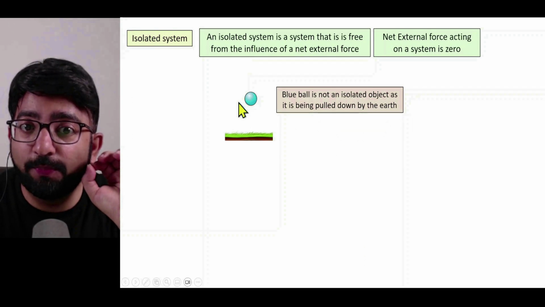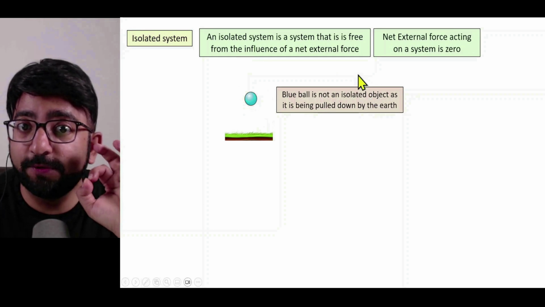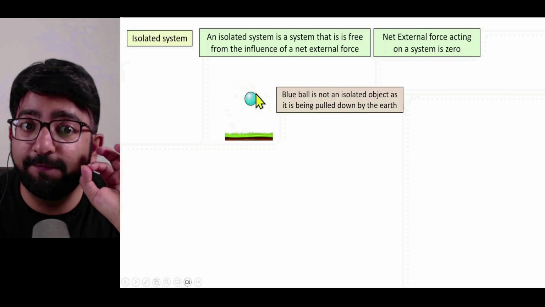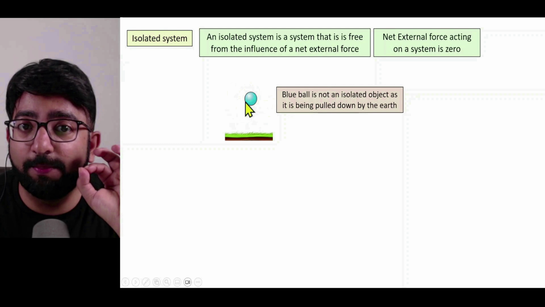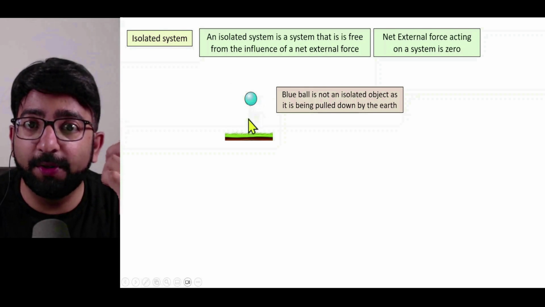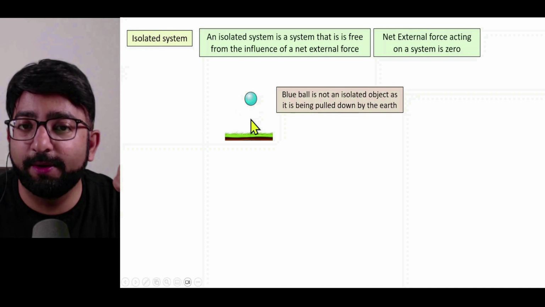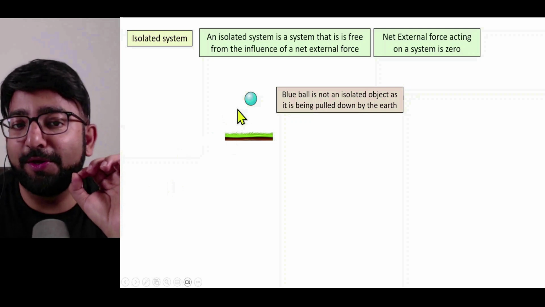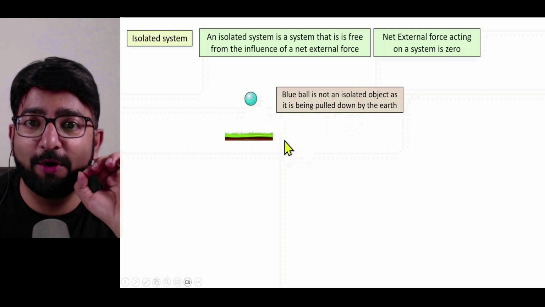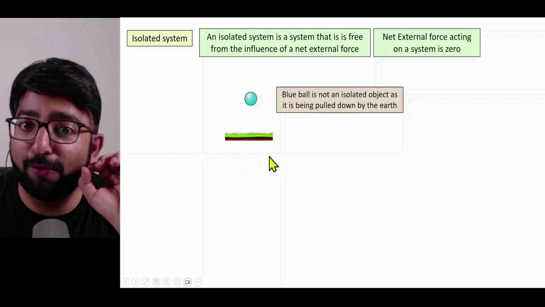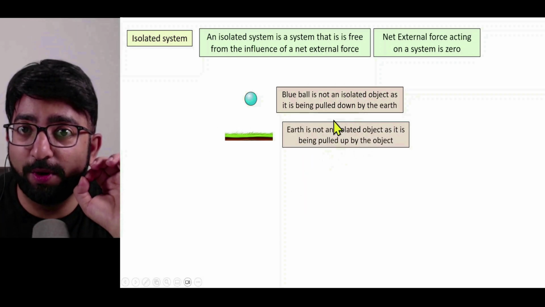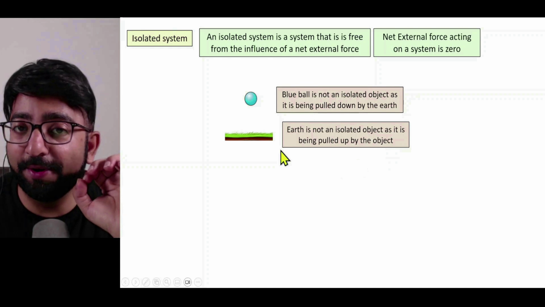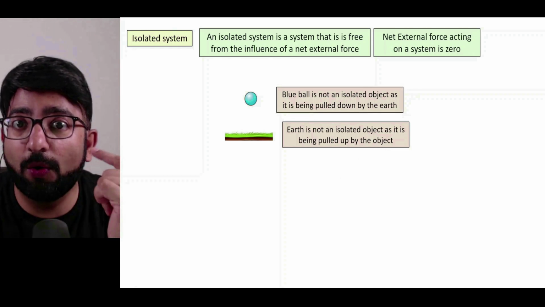So let me repeat why the blue ball is not considered isolated, because for an isolated system, the net external force on the system should be 0. But if you consider the blue ball, it is being acted upon by the gravitational pull from the earth, which we say is the weight of the object. And since the net external force acting on the ball is equal to mg and not 0, that is why the blue ball is not an isolated object. Similarly, if we consider the ground, Earth is also not considered an isolated system as it is being pulled up by the object. So let us understand this in detail. According to Newton's third law, if you remember, forces are always in pairs.